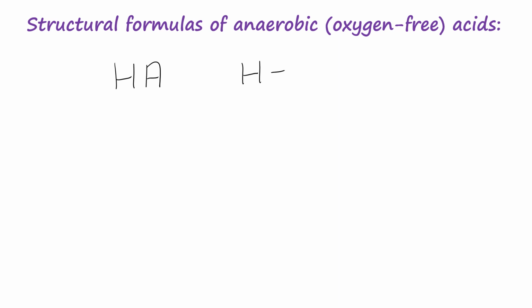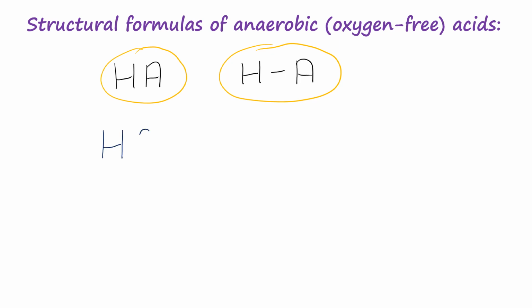Writing the structural formula of an oxygen-free acid is nothing more than connecting hydrogen with a bond to an acid residue atom. There will be as many bonds as there are hydrogen atoms. Therefore, for hydrochloric acid, it will be one bond between hydrogen and chlorine atoms. So one line, or one bond.